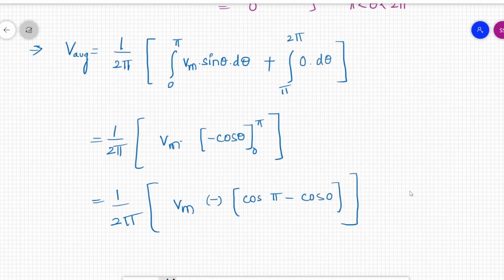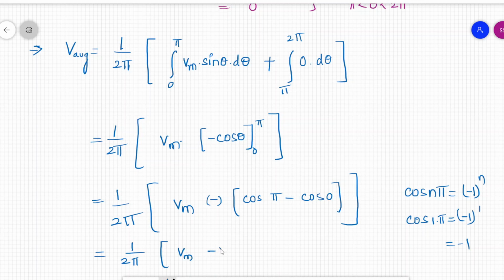Right, so what is cos pi here? We have the expression cos n pi equals (-1) to the power n, so cos 1 into pi, that is cos pi, equals (-1) to the power 1, that is minus 1. So I'm substituting minus 1 here, that is 1 by 2 pi Vm times minus of cos pi, which is minus 1, minus of cos 0, which is 1. Cos 0 is 1, right? So that is minus 1 minus 1, that will be minus 2, right?